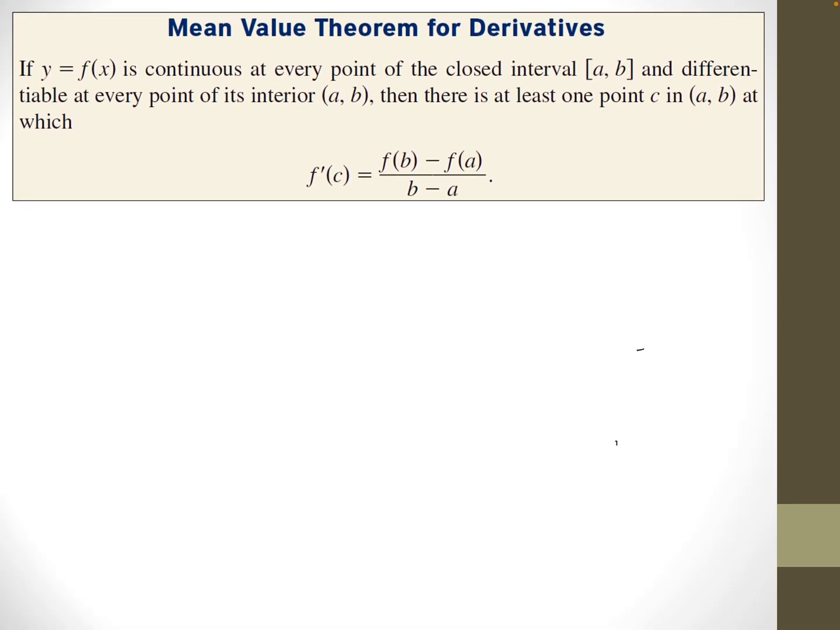If y equals f of x is continuous at every point on a closed interval a to b, so we know we need to have a continuous function, and it's also got to be differentiable at every point. So we've got some conditions here. We've got to be differentiable and continuous on the interior points. Then there must be at least one point, c, in a, b, at which f prime of c equals f of b minus f of a over b minus a.